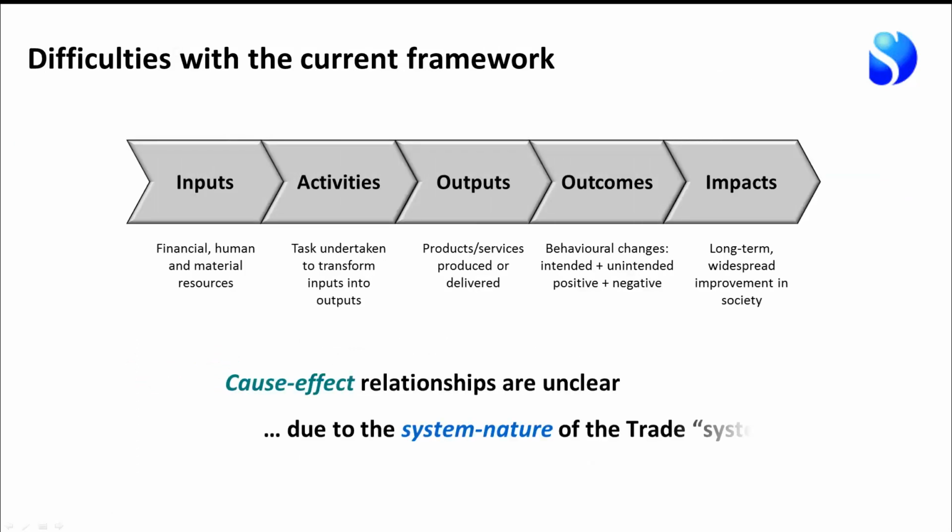The difficulties that DFID itself recognises in this framework, however, are principally that it's actually quite difficult to understand the cause-effect relationships between the items on the left, the inputs, activities and outputs, and the things we want on the right, the outcomes and impacts. And that's genuinely difficult. Now, no one is being less than thoughtful or skillful about this. It's genuinely difficult because the trade system is a system and it's got various characteristics which make it quite tricky to understand these relationships from left to right.